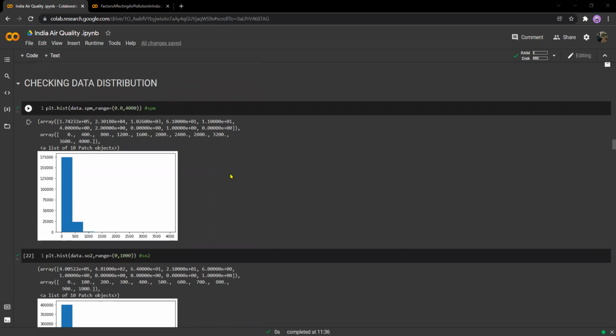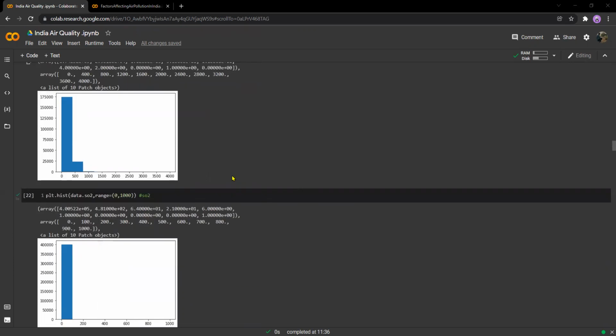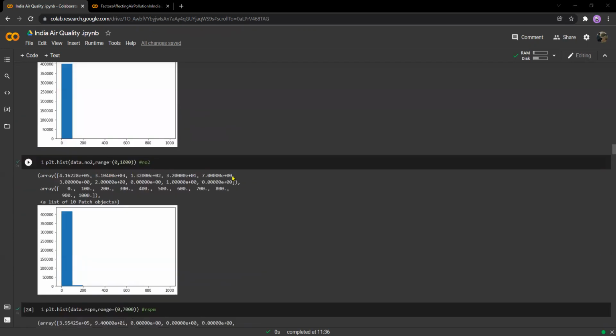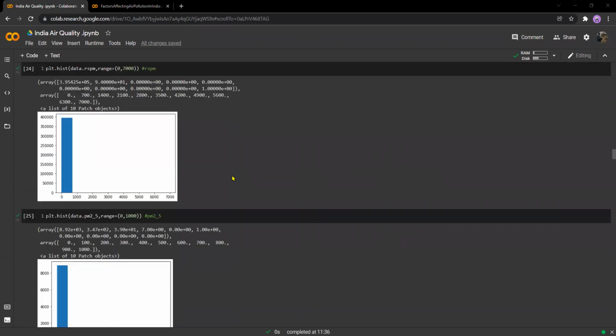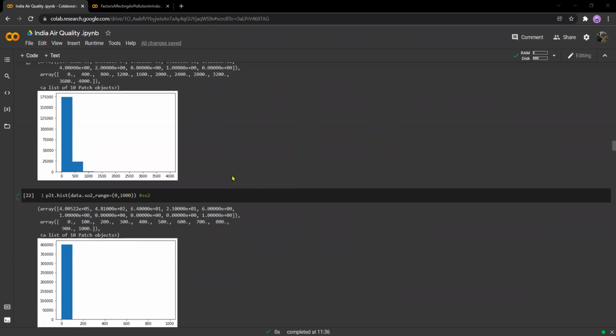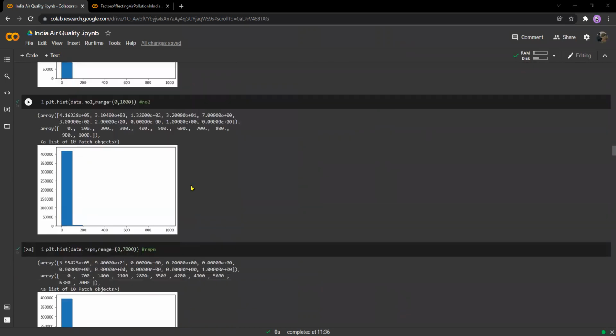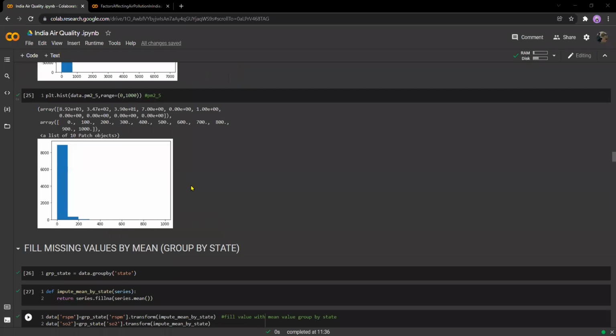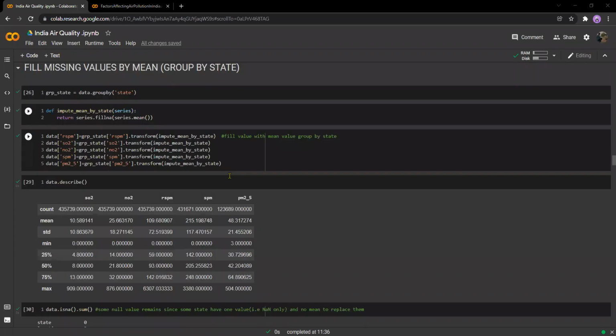Then we are going to check how the data is distributed using a histogram plot. These are the data within the range according to the chemical. First is SO2, NO2, and then RSPM as well as SPM. We are going to fill all these missing values with the mean. This is where we fill all the null entries with some values.